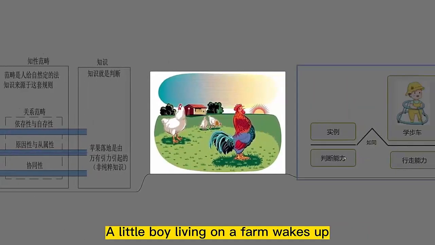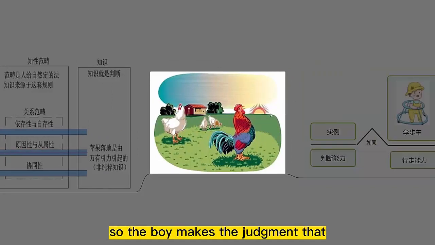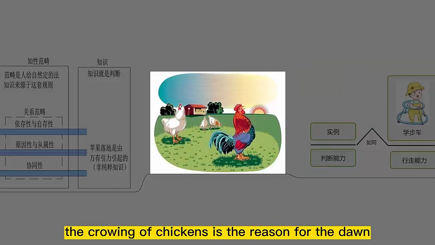A little boy living on a farm wakes up every day to the crowing of chickens, and then he finds out that the sky dawns, so the boy makes the judgment that the crowing of chickens is the reason for the dawn.